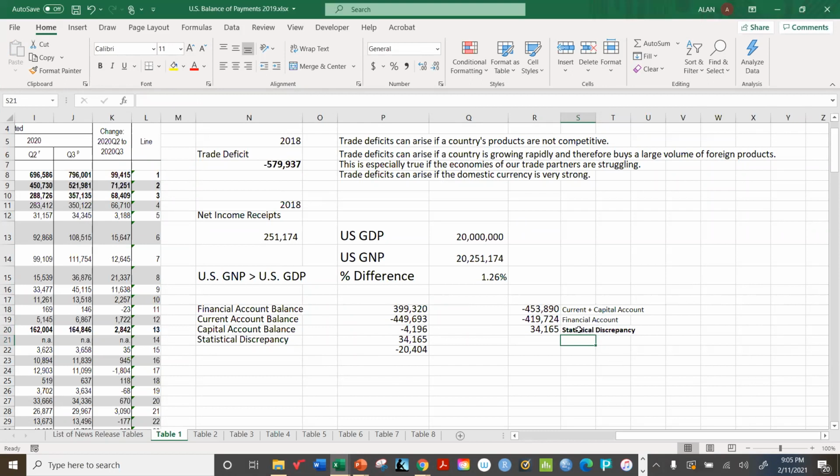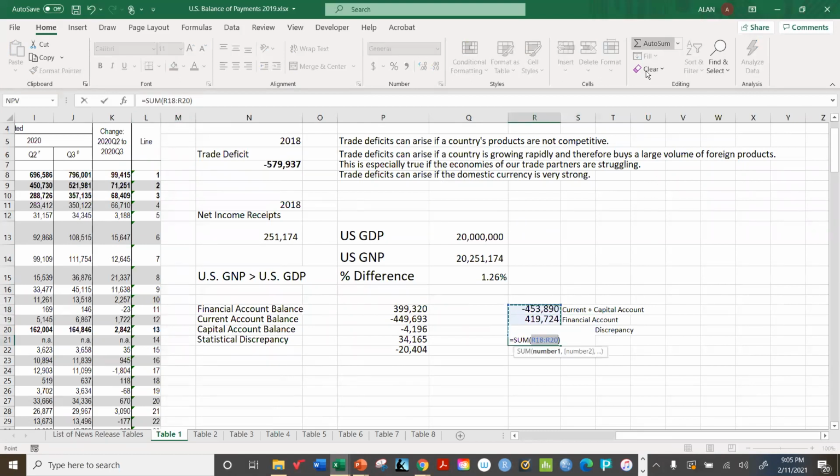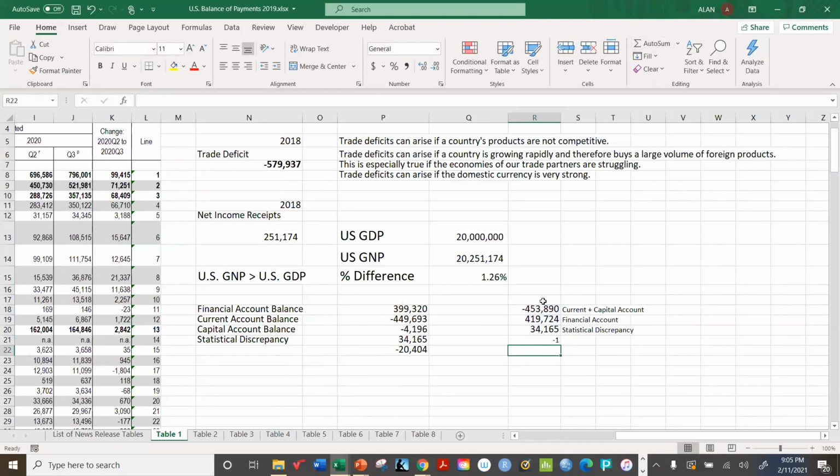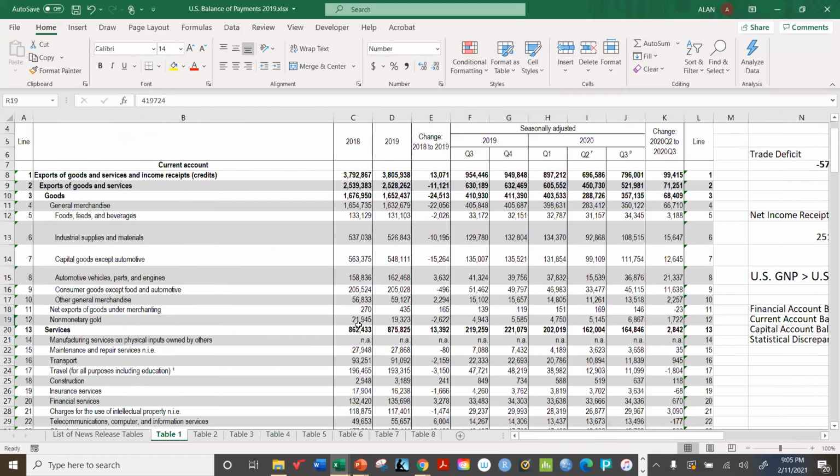So presumably, oh my God. All right, well, let's get rid of this negative. Let's see what happens. I'm going to add these up, and they're supposed to add up to 0. And they do. All right, so I don't know how or why this is happening, but these numbers don't really match these.